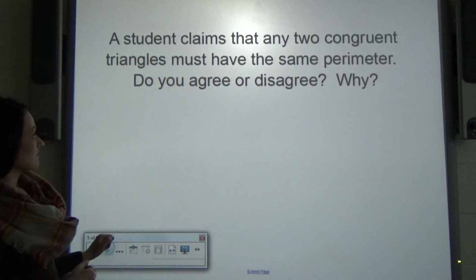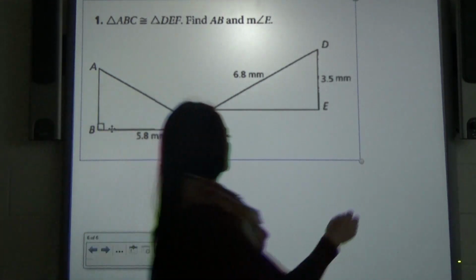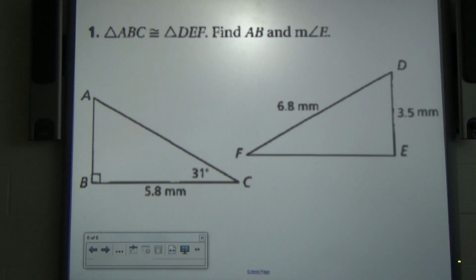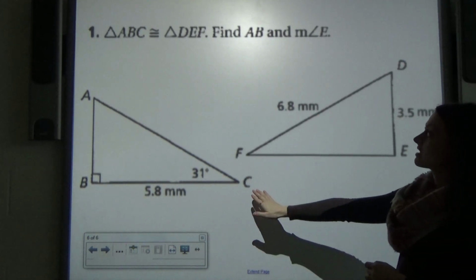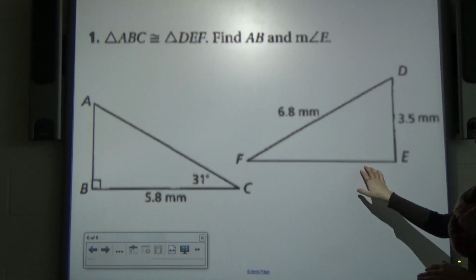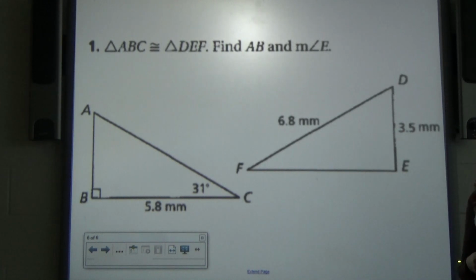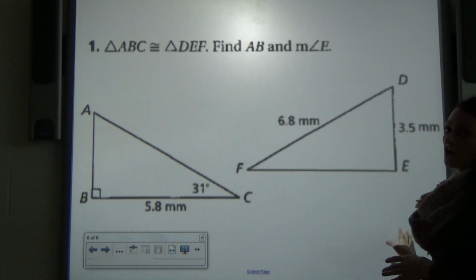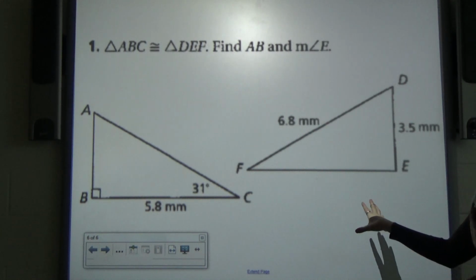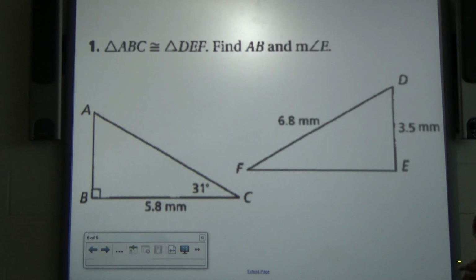And the next one I'm going to leave you with is this picture here, and I'll make this larger so that you can see it in the video. So I've given you triangle ABC, and I've given you triangle DEF, and your mission is to find the length of AB and the measure of angle E. And I'm going to challenge you one little step further. See if you can fill in all of the missing pieces on both triangle ABC and triangle DEF. And this is where we're going to start when we come back to class together.